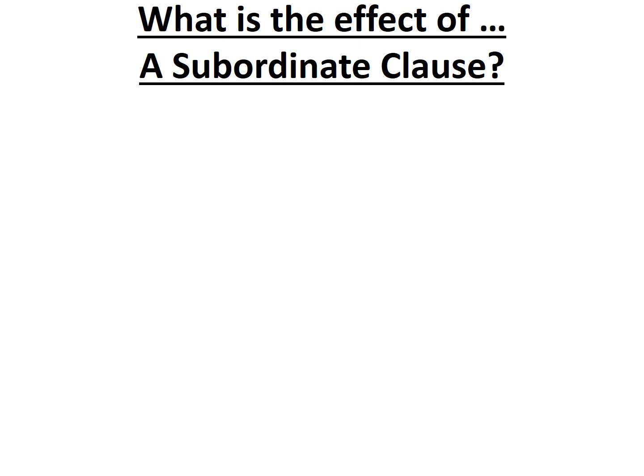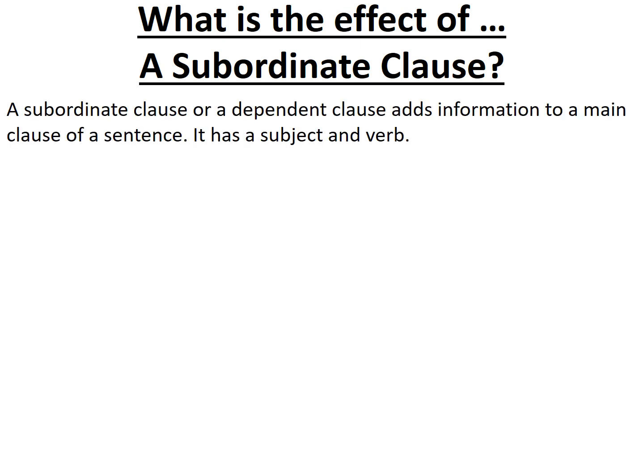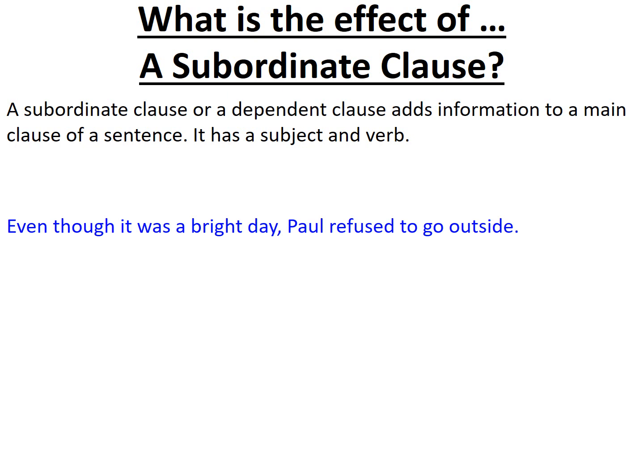In this video we'll be considering what the effect is of using a subordinate clause. A subordinate clause, or a dependent clause, is a constituent or main part of a complex sentence. The function of the subordinate clause is to add information to a main clause of a complex sentence. It's a subordinate clause because the sentence itself could not make sense simply because of the subordinate clause. Now that sounds a bit technical and tricky, so let me unpick it with this example.